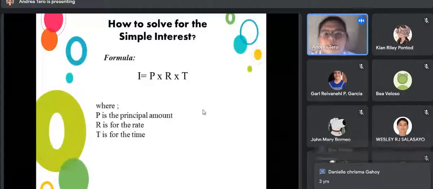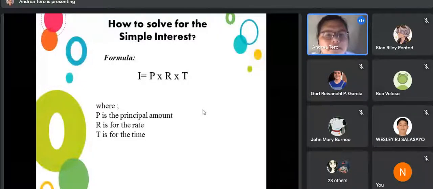First, I introduce the formula. The formula for solving for simple interest is I, which stands for interest. I is equal to P times R times T, where P is the principal amount, R is for the rate, and T is for the time. Given this formula, we can solve for the principal amount, if that is the missing variable, or the rate, or the time.